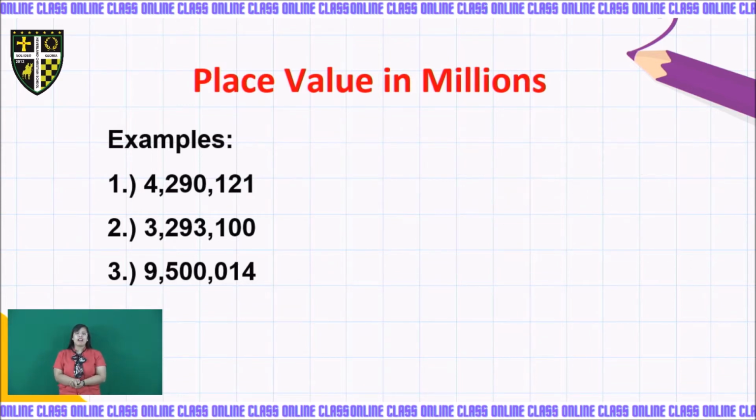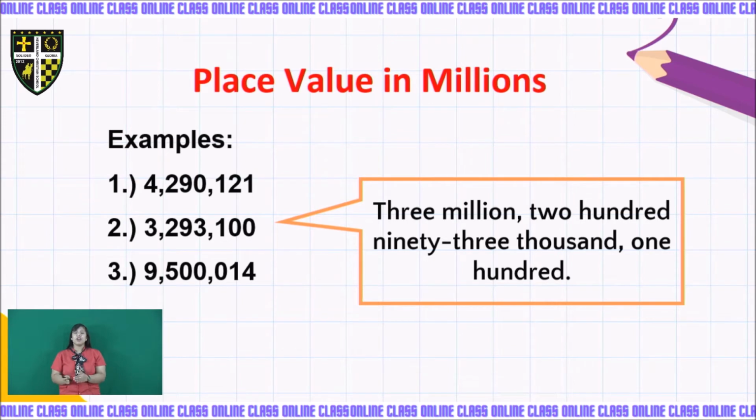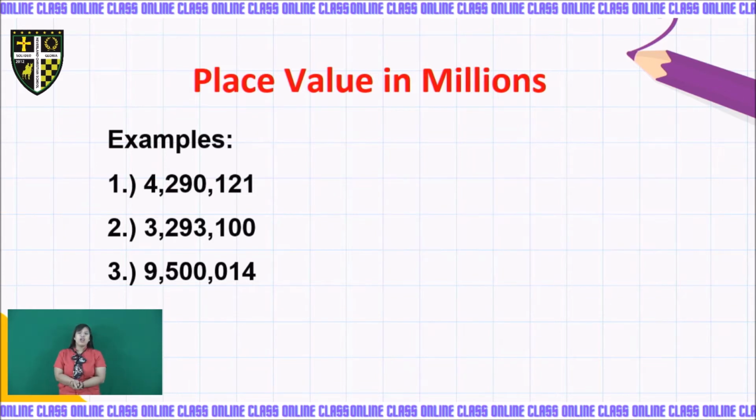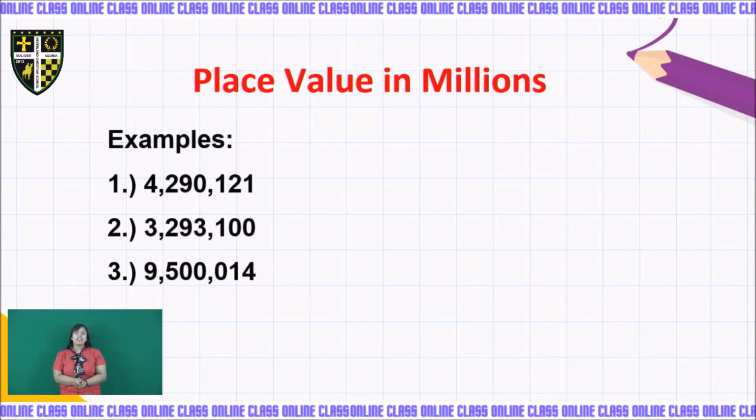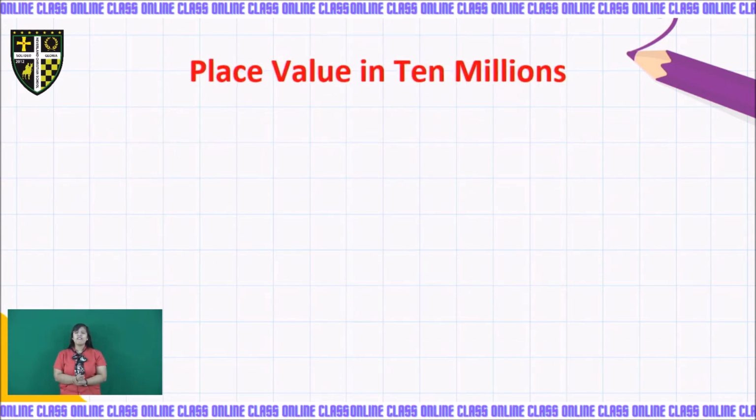Next one we have 3 million. The first letter of 3 should be capital, and then million, 290 dash 3,000, 100, and then period. Next one we have 9,500,014: 9,000,000, 500,014. Next one, we have place value in 10 millions.